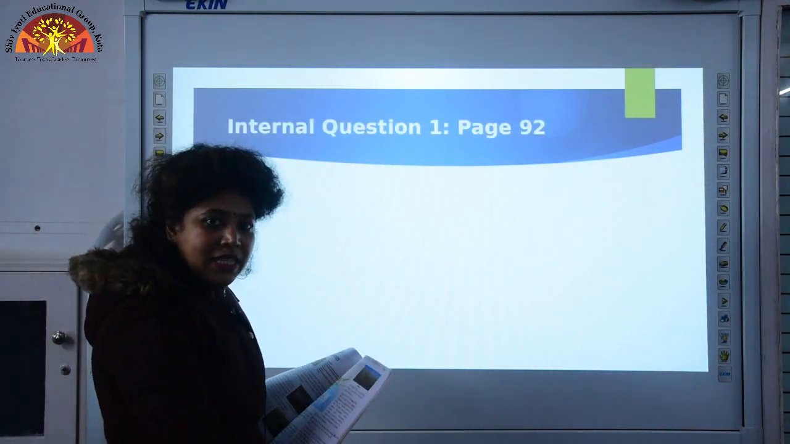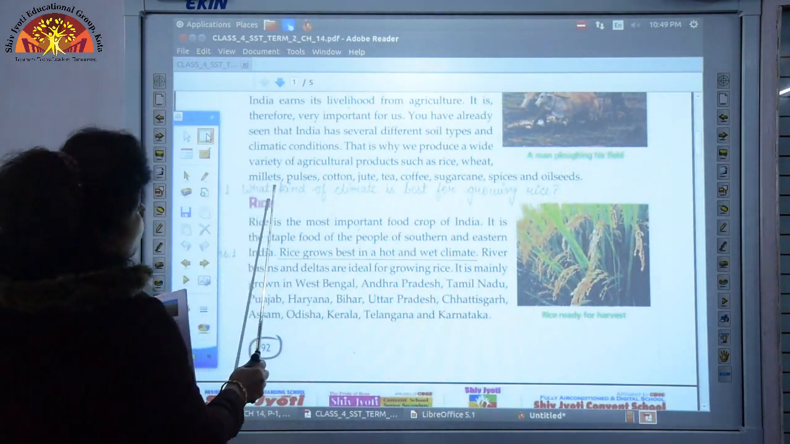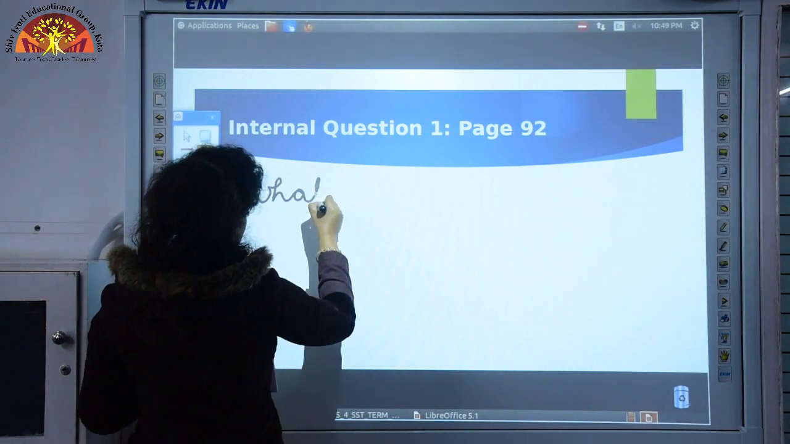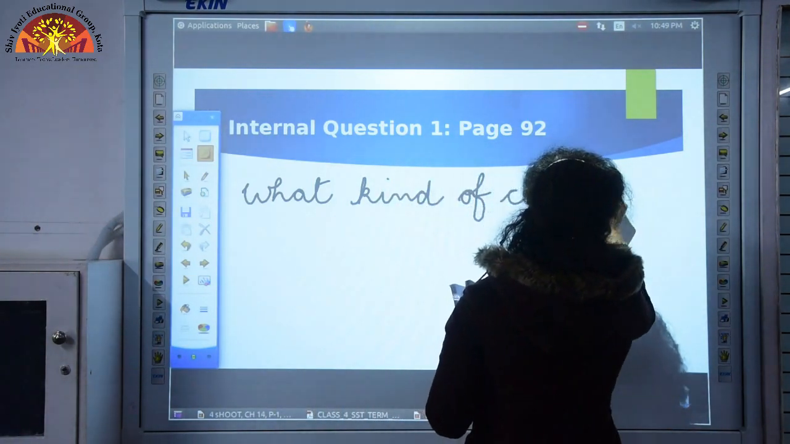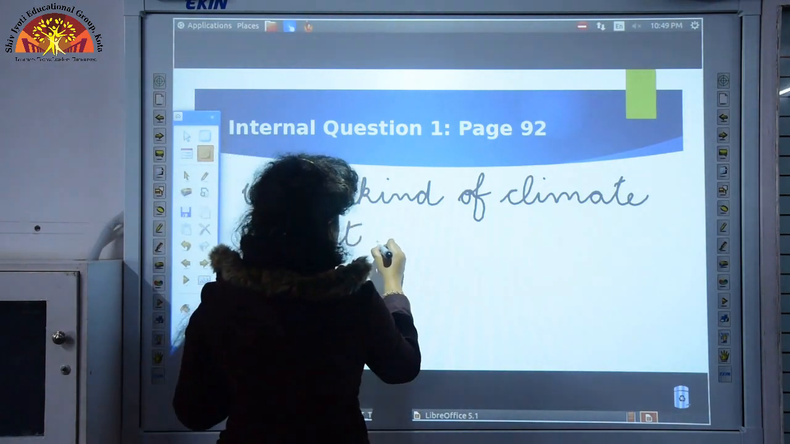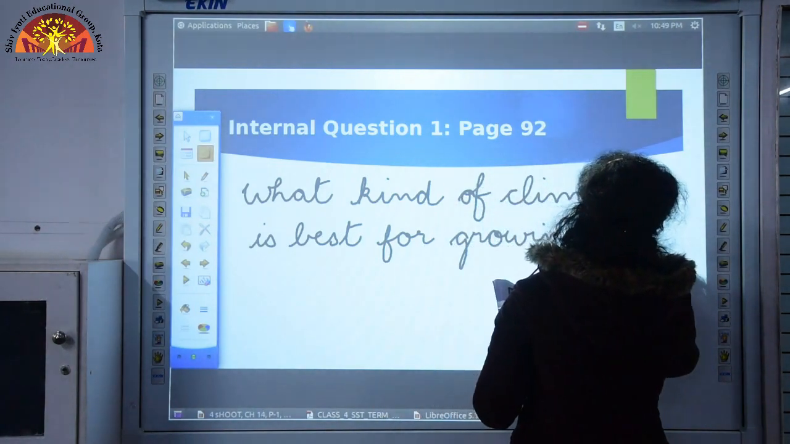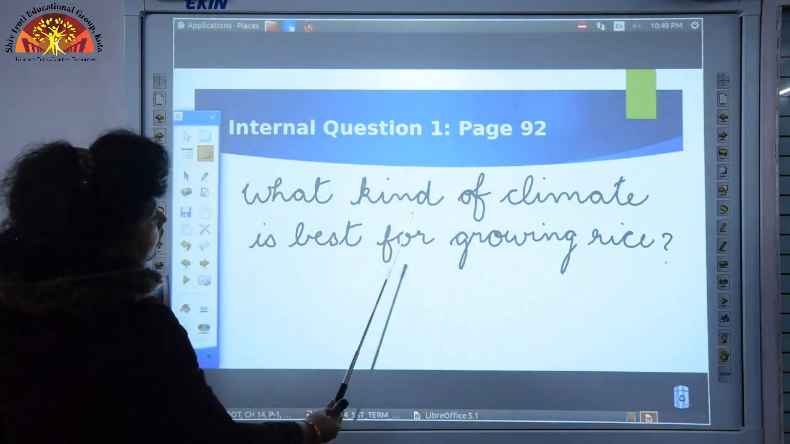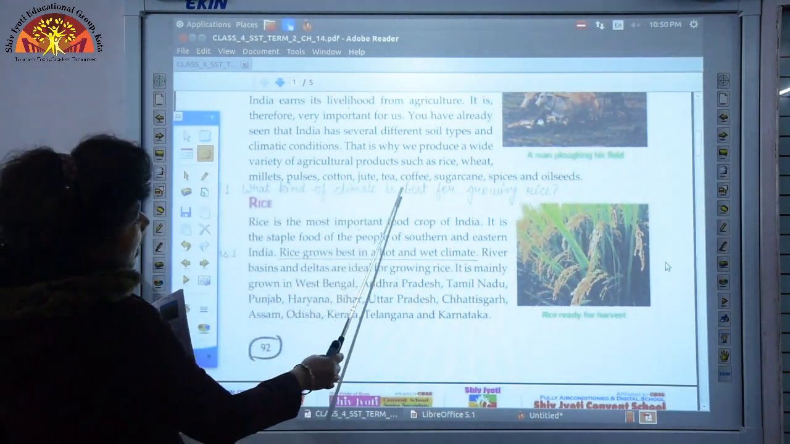Let us now come to the internal questions, children. Open your textbook page 92, come to the heading rice, and just above this heading I want you to write what kind of climate is best for growing rice. Our question is, what kind of climate is best for growing rice? I want you to write this question in your textbook, page 92, about the topic rice.